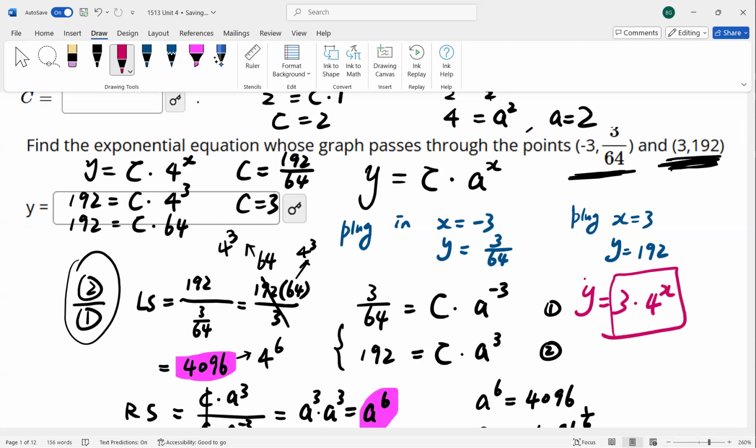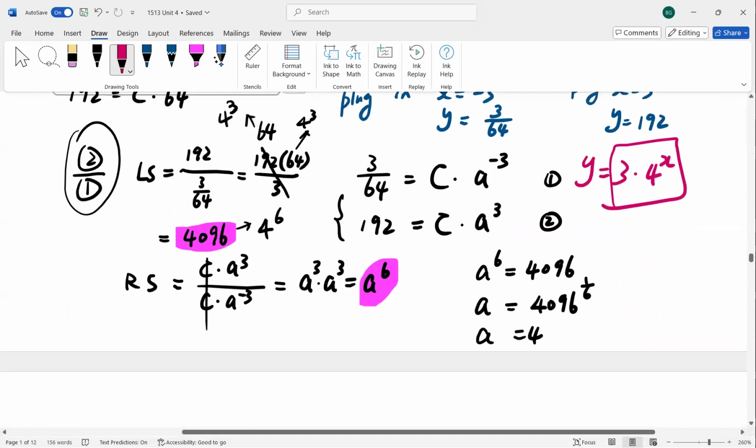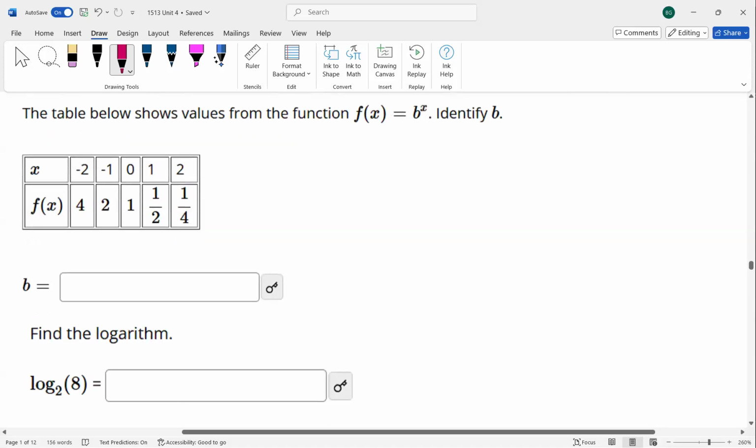And you're going to enter this part in the cell because they already have a y equals given. You're going to enter 3 times 4 to the power of x. A lot of algebra. Yeah, that's the challenging part. Any questions, guys, so far? Okay. Next.